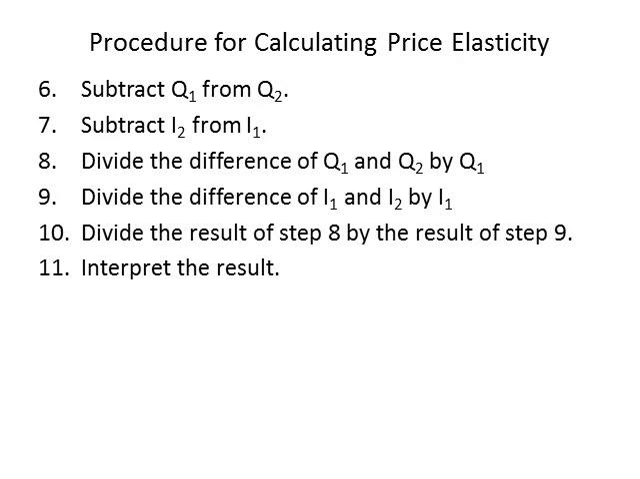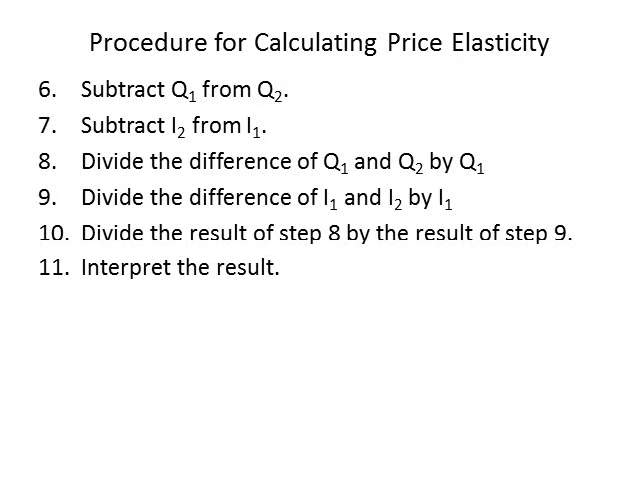Sixth, subtract Q1 from Q2. Seventh, subtract I1 from I2. Eighth, divide the difference of Q2 and Q1 by Q1. Ninth, divide the difference of I2 and I1 by I1. Tenth, divide the result of step 8 by the result of step 9 and interpret the result.